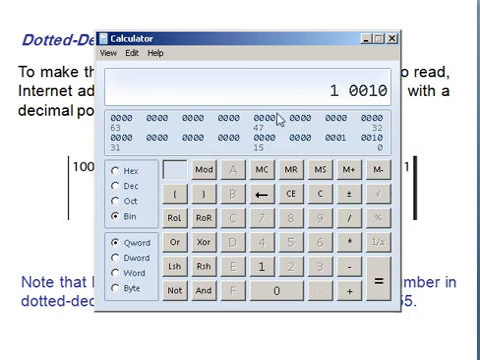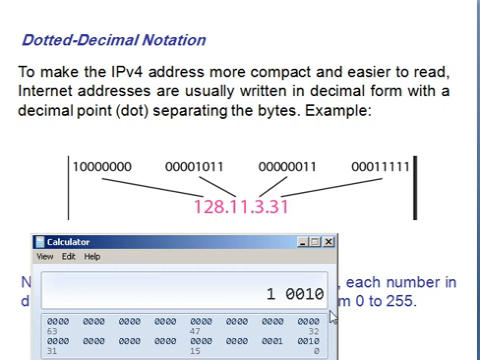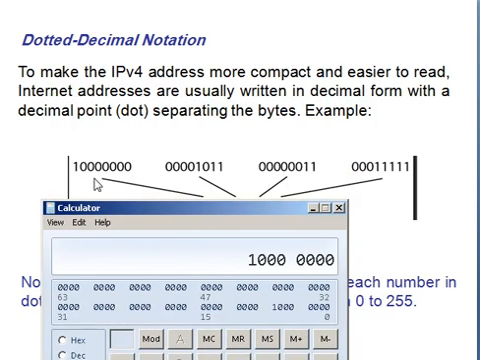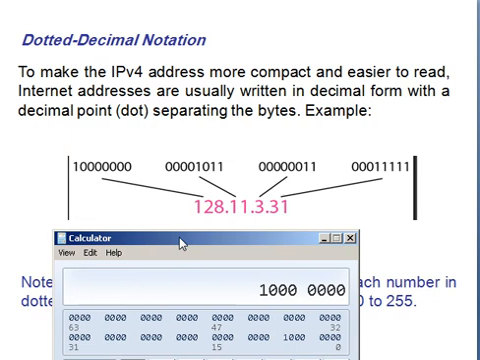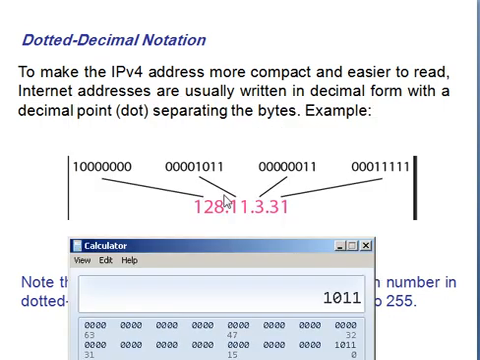we convert it to binary. This is the result. 128 in binary is 1 followed by 7 zeros, which is the same as this number. If we convert 11 from decimal to binary, it's 1011. The rest you fill with zeros, because zeros at the left-hand side are not counted, and so on.